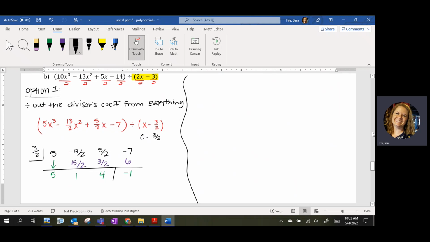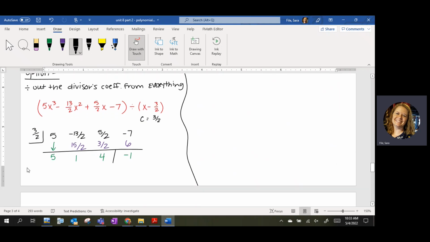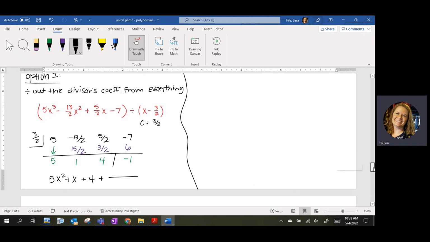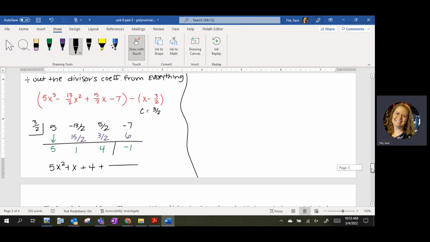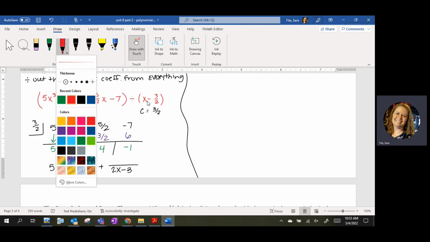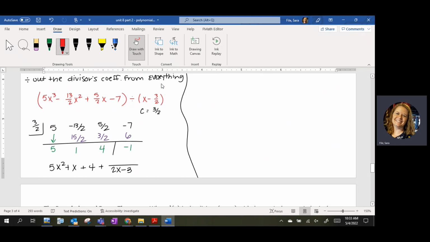Now, here is the part that people forget. When they choose option 1 and they divide the 2 out at the beginning, they forget this last step at the end, which we have to remember. Because our answer is the quotient plus the remainder over the divisor, right? But my divisor, I have to go back to the original divisor. 2x minus 3, right? This -1 remainder is not the remainder for 2x minus 3. It's the remainder for x minus 3 halves. We got x minus 3 halves by dividing out the 2, right?